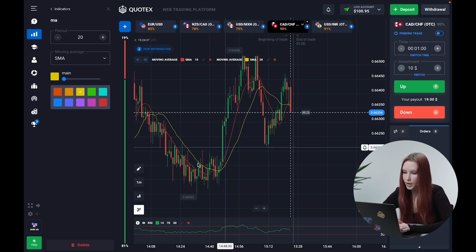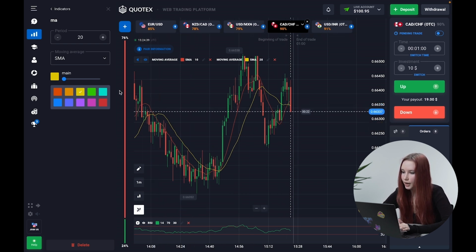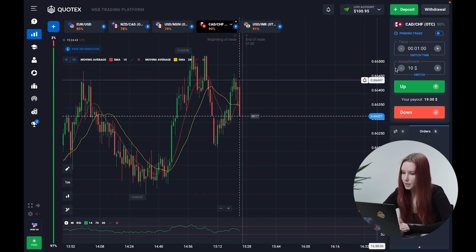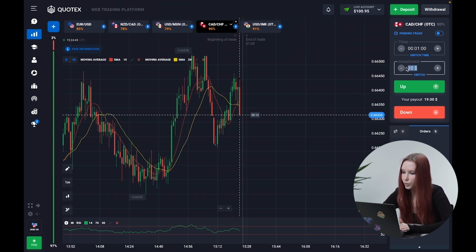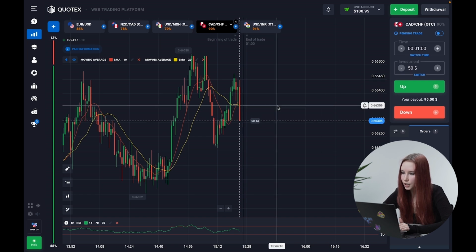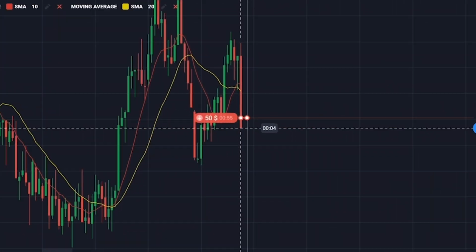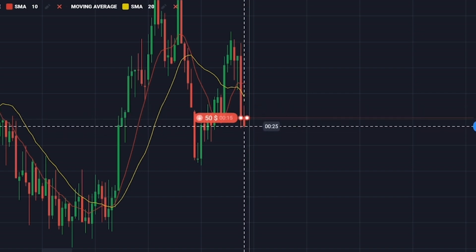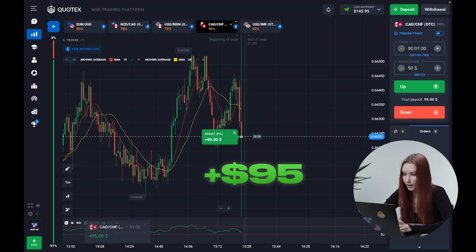Okay, let's continue the trading session and I'll combine moving averages with RSI. Let's start. I'll try trading with $50 firstly, and here be ready for a trade in down direction. Let's go. Yeah, nice result and I've doubled my investment.